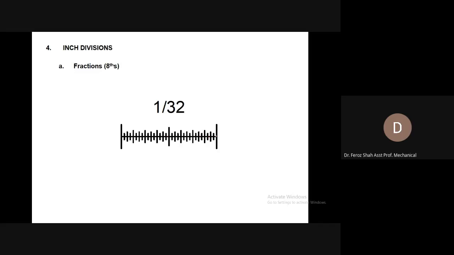But you can see that as you increase the number of divisions, the space between the divisions decreases and you will finish with overlapping divisions. So you will not be able to differentiate between the divisions. So further fractions, 1 by 64 or beyond that, would not be possible.